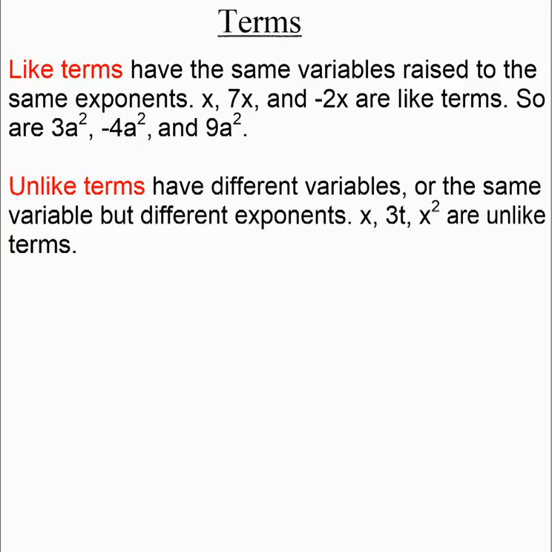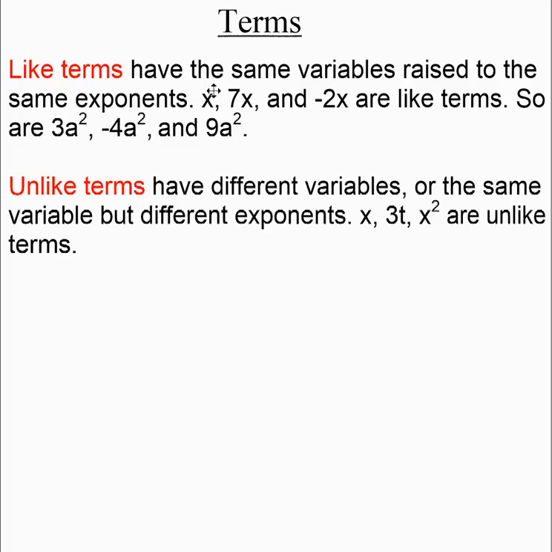So this video connects to, again, some of the work that you did with the algebra tiles. And now with your terminology, you've learned what terms are. What we're going to look at now is the difference between like terms and unlike terms. So like terms are the same variable to the same exponent. So x, 7x, and negative 2x, those are like terms, as are 3a squared, negative 4a squared, and 9a squared.